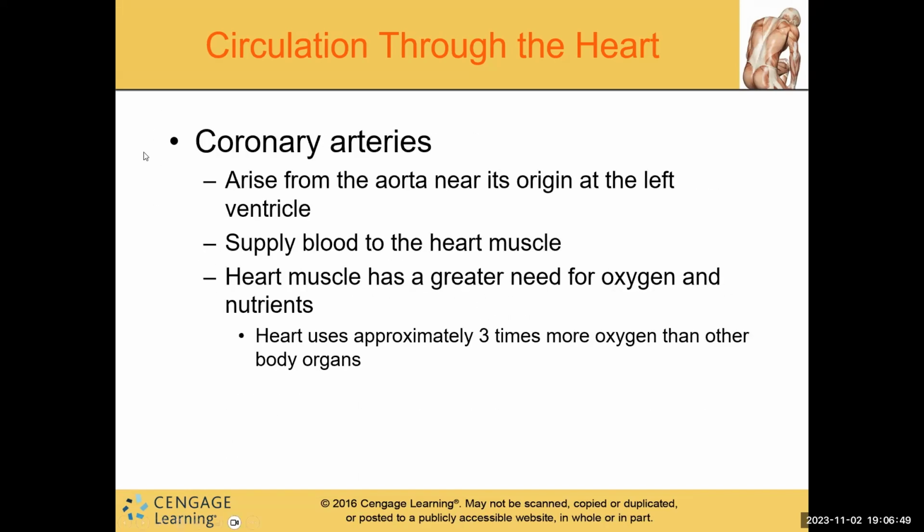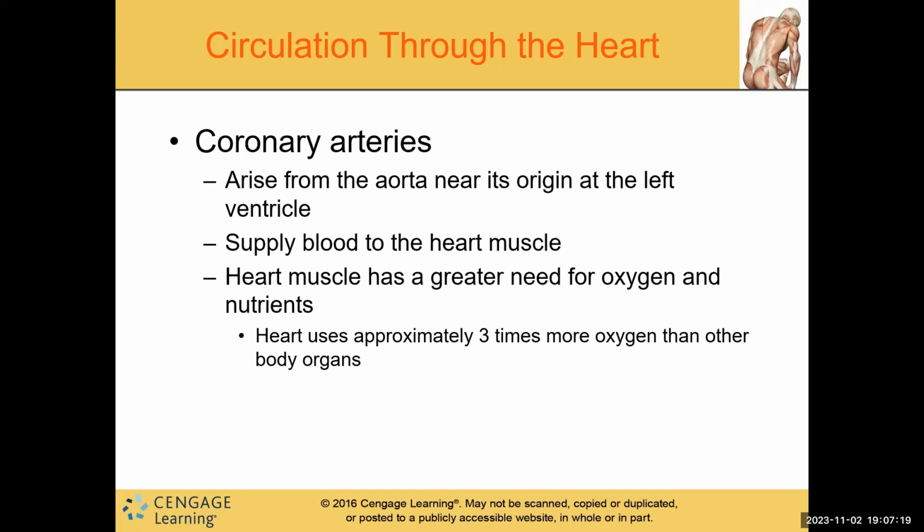Okay, now the coronary arteries. They arise from the aorta near its origin at the left ventricle. So we know the aorta is the largest artery. It's now got this fresh oxygen blood leaving the left ventricle and getting pumped throughout our body now. But part of that blood now goes into the coronary artery. The coronary arteries are arteries that wind around the actual heart muscle. They supply blood to the heart muscle.